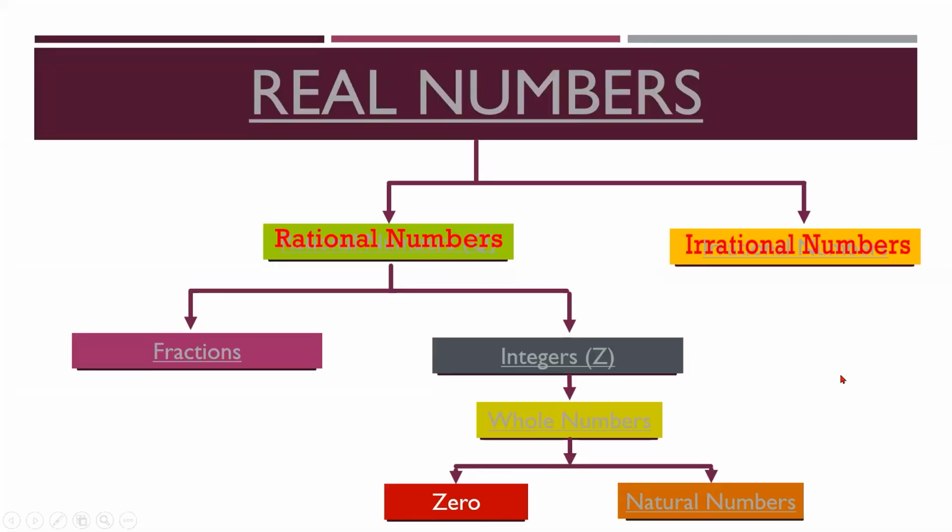So you have here the subsets of real numbers. Real numbers are classified into two, rational numbers and irrational numbers, while rational numbers are also classified into two. We have the fractions and integers. Under the integers, we have the whole numbers. And whole numbers are divided into two. We have the 0 and the natural or counting numbers. So there you have it, the subsets of real numbers.